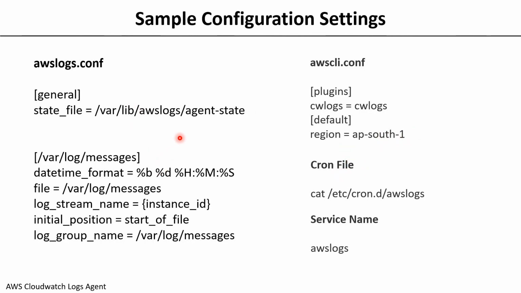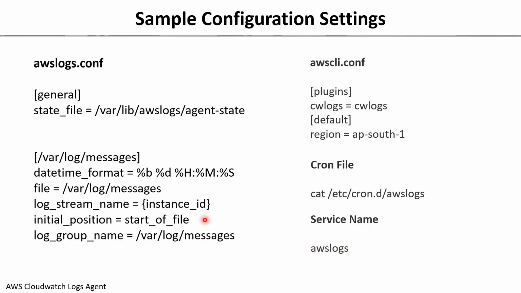How does EC2 ensure that this AWS log agent is running? It is through its cron file. There is a file in /etc/cron.d, the AWS logs cron file, that has been generated, which ensures that the agent should be continuously running unless and until it is manually shut down. That is the work of that. Then there is a service name which you can start and stop, using AWS logs.